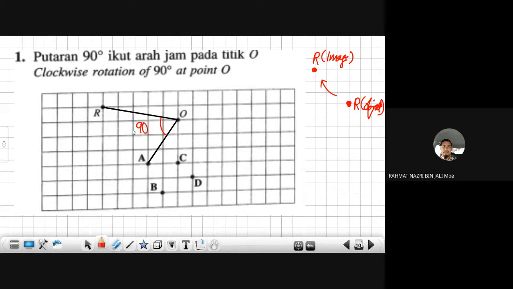This one is less than 90 degrees, so wrong. And the distance also is not equal to 5. So A out, C out, D also out. So the correct one is, we can confirm it. This one is 5.